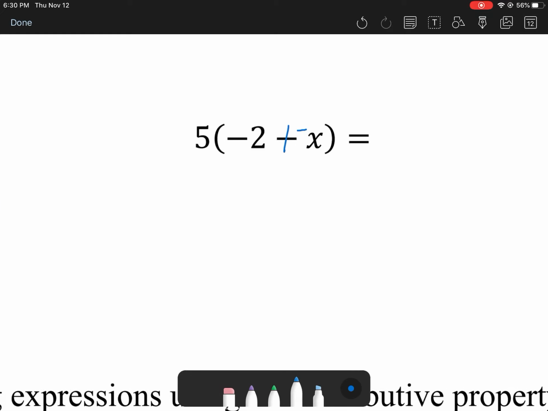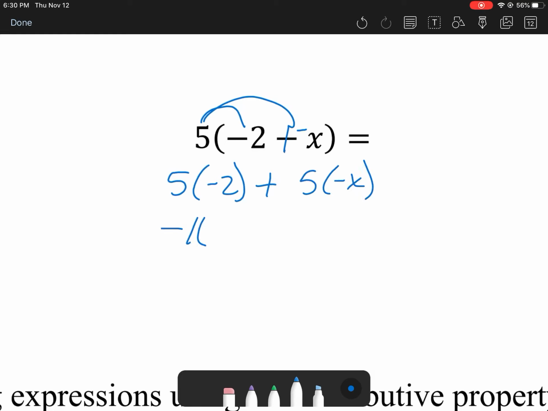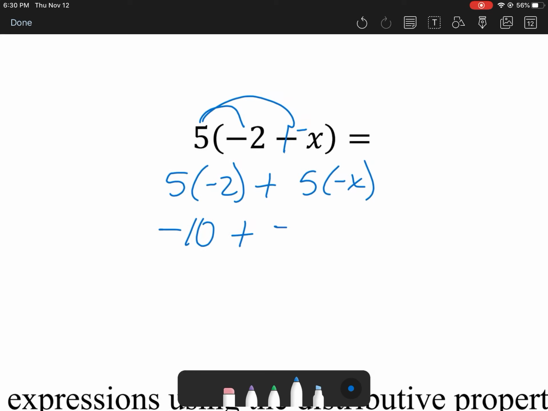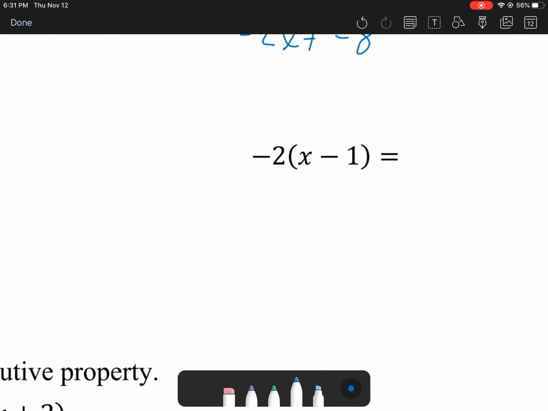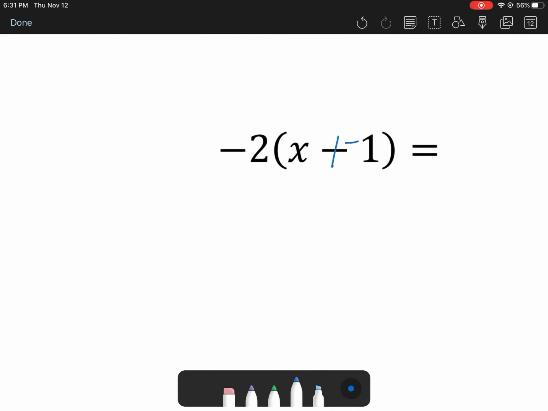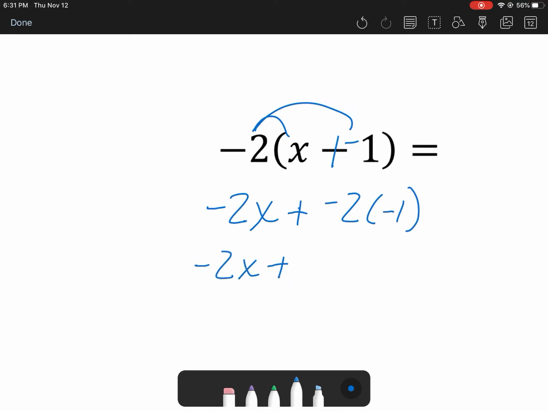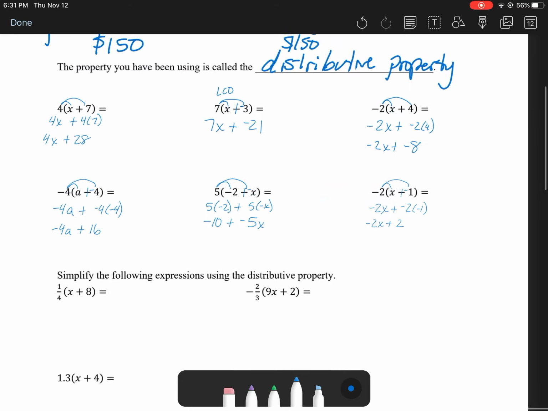And this one, again, I'm going to do LCO. Distribute the 5. I'd have 5 times negative 2 plus 5 times negative x, leaving me with negative 10 plus negative 5x. And then in the last one, LCO one more time, distribute that negative 2. I get negative 2x plus negative 2 times negative 1, which is equal to positive 2.